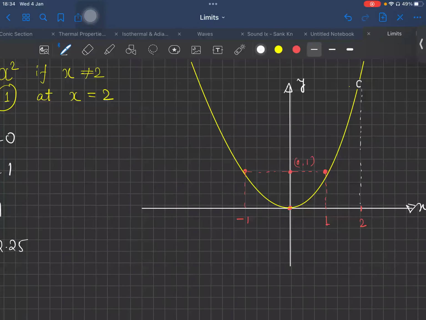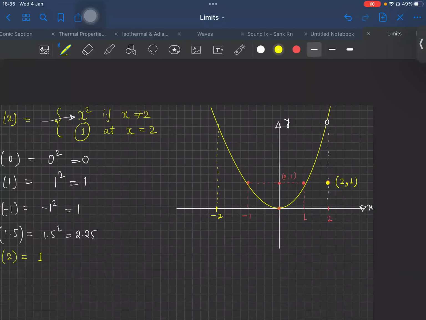That means the value of the function at x is equal to 2 is how much? 1. Here, the value is this much. So if you draw g of x, this should be the value. At x is equal to 2, the value of the function is 1. It should be 4 if you follow this curve, but at x is equal to, let's say, -2, the value is the same because it's not given in the problem.